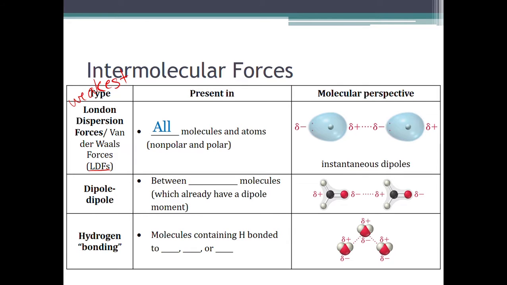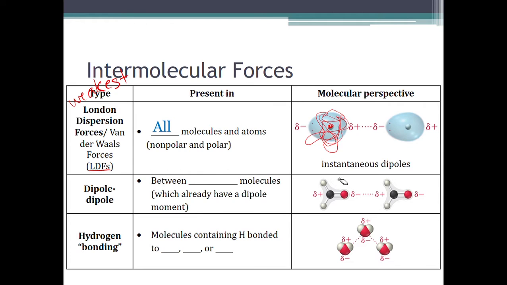And this occurs in all molecules and atoms. All of them. Nonpolar, polar, all of them. Because there's no specific requirement for this to happen. The requirement is that you have to have electrons. And everything has electrons. So how LDFs work is every atom, every molecule, every ion, whatever, has electrons in it. So you've got your nucleus here, and you've got all of your electrons just swirling about throughout the atom, flying all over in no particular order, all completely independent of each other.